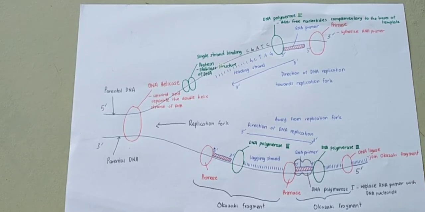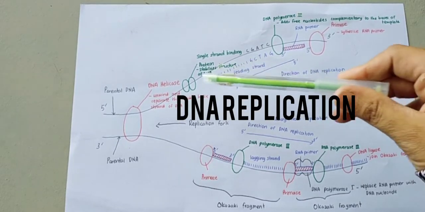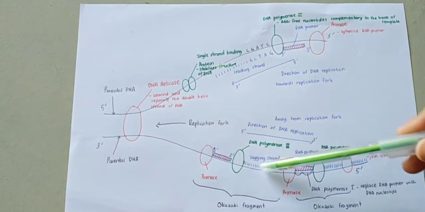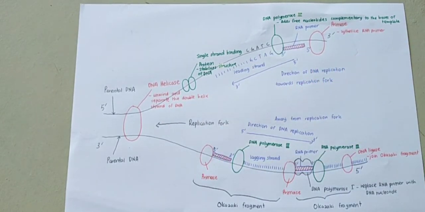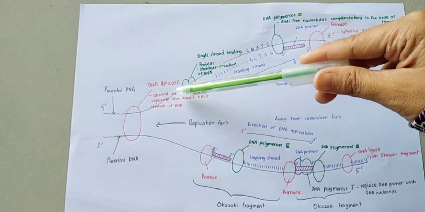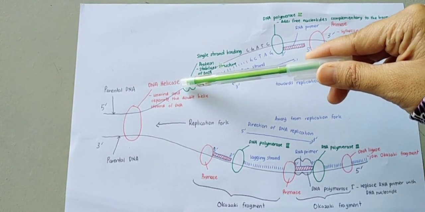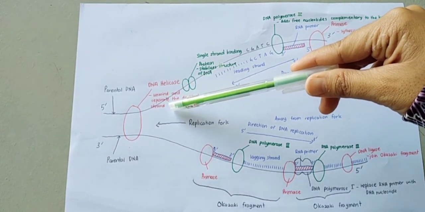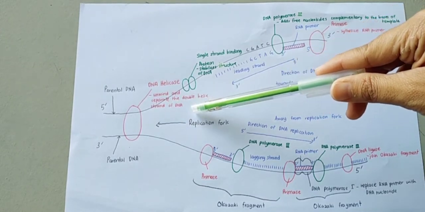Okay, so now we look at the process of DNA replication. Let's say this is the double-stranded DNA. Firstly, the process of DNA replication will start with DNA helicase. This DNA helicase will bind to the double-stranded DNA and it will unwind and separate the double helix strand of DNA.